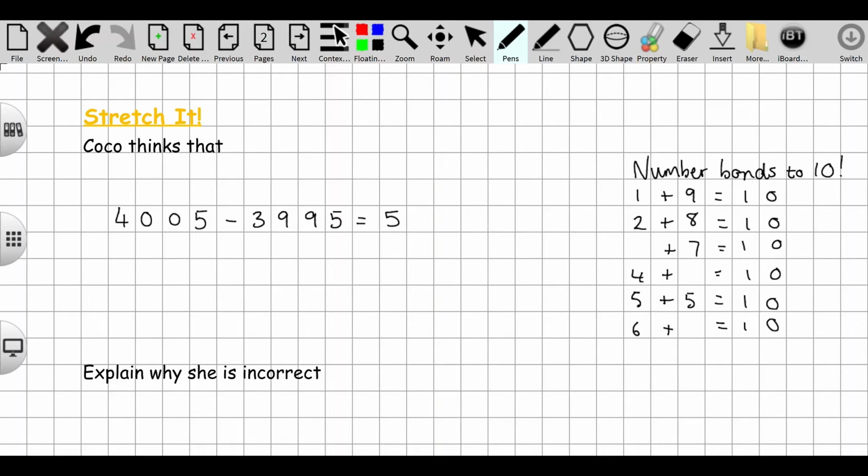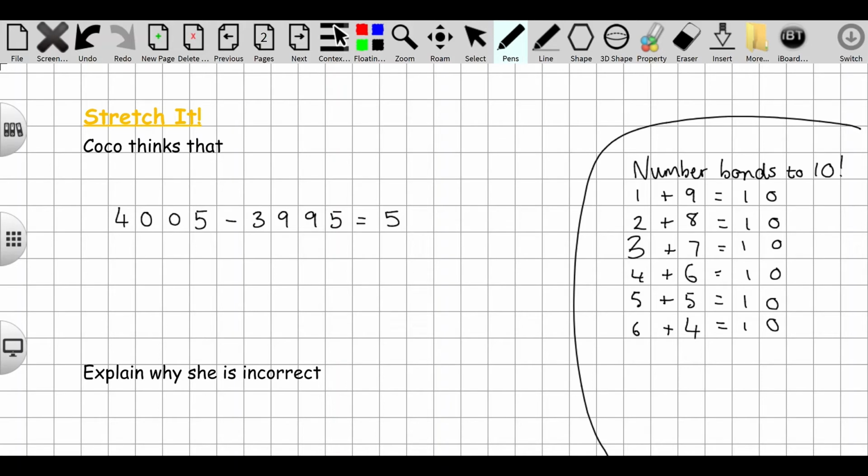So if you look over on this part of the screen here, which I'm drawing an enormous circle round, these are your number bonds to 10. 1 and 9 equals 10. 2 plus 8 equals 10. 3 add 7 equals 10. 4 and what equals 10? 6. 5 plus 5 equals 10. 6, again, looking back here, and 4 equals 10.